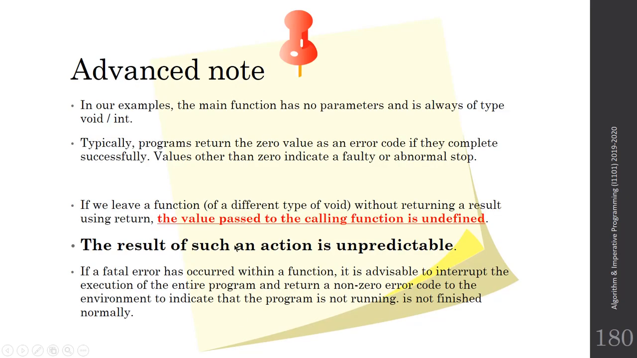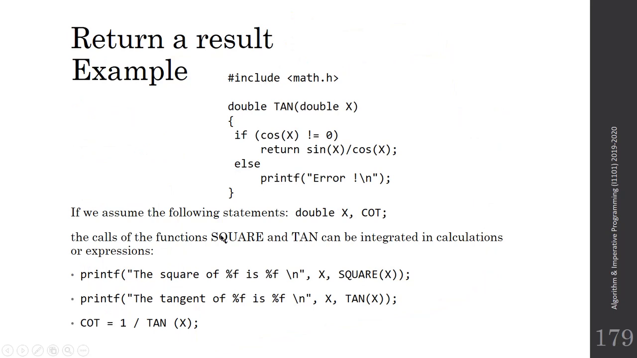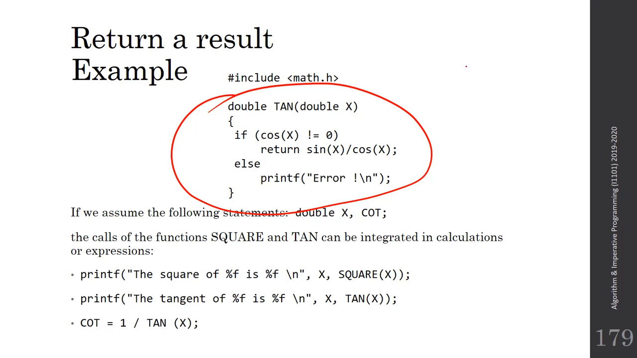However, before going to this node, I have here a small problem. Suppose that in main I'm writing y equal tangent of x, and suppose that I have x equal to 1. So cosine of 1 is equal to 0. So I'm not executing the return. However, I'm just printing on the screen error. So I'm seeing on the screen error.